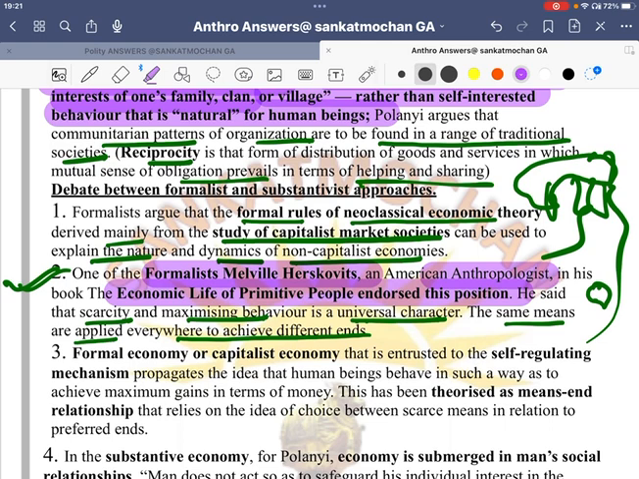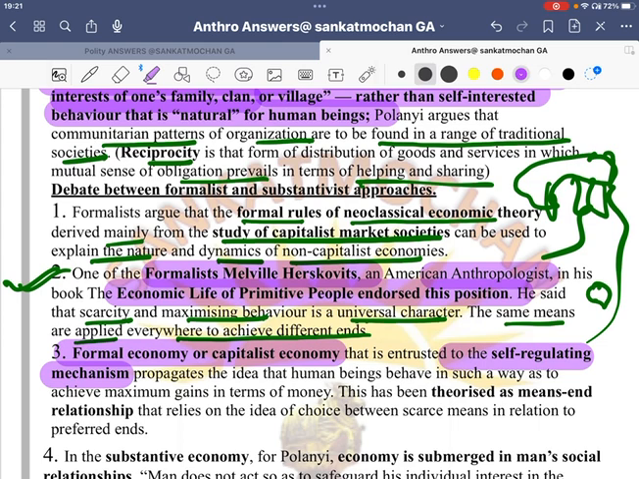Fine. Formal economy or capitalist economy is interested in a self-regulating mechanism. As you know, formalists and economists always say minimum government intervention. Fine. But you know, in COVID, the government had to step in. In the 1928 depression, the government had to step in. If they had not stepped in, many of the capitalists and all their businesses would have been ruined to the ground. Fine. So their theory is right, but up to a certain extent.